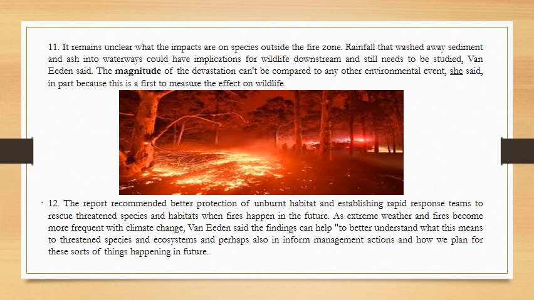The report recommended better protection of unburnt habitat and establishing rapid response teams to rescue threatened species and habitats when fires happen in the future. As extreme weather, the fires become more frequent with climate change, again a major reason behind this increase in wildfires. Van Eden said the findings can help to better understand what this means to threatened species and ecosystems, and perhaps also inform management actions and how we plan for these sorts of things happening in the future.